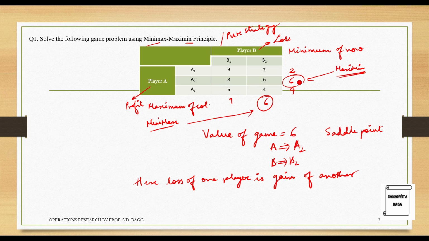One last thing that you need to calculate is the saddle point. Here it is at the second position and this is also at the second position. So the saddle point is 2, 2, A2, B2. So this is the strategy taken up by each player. So this is one numerical.